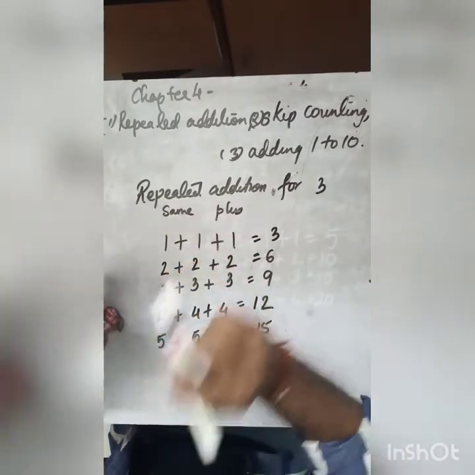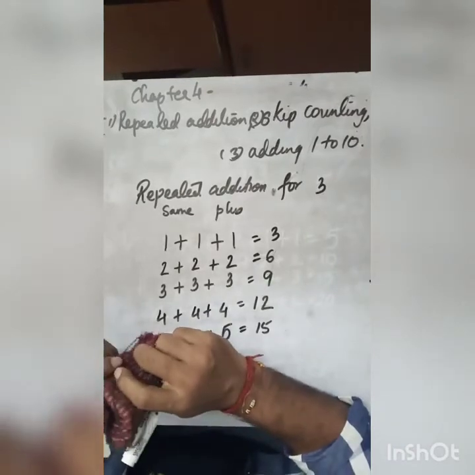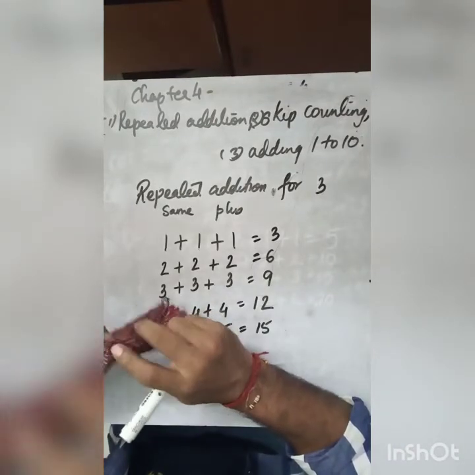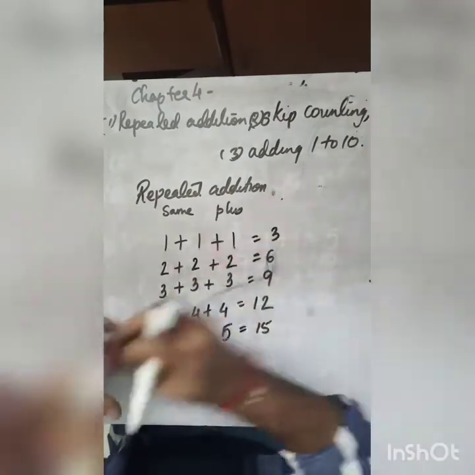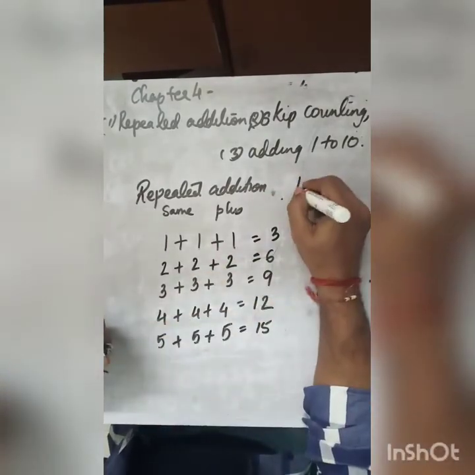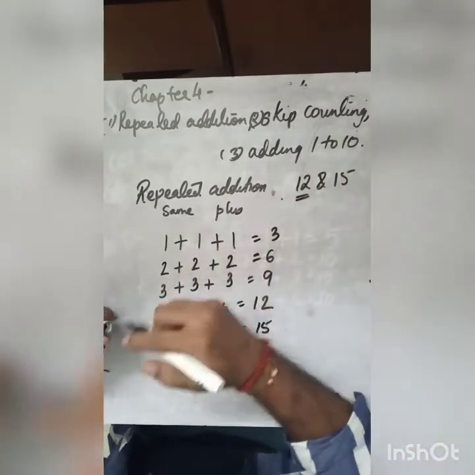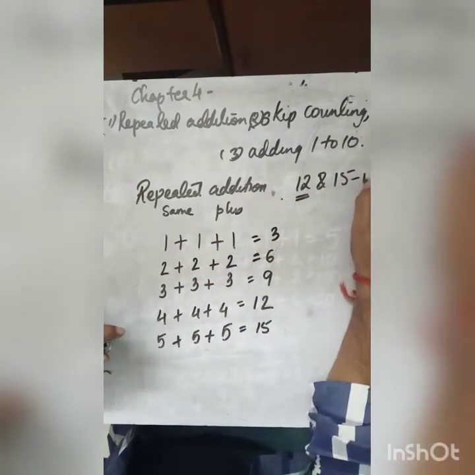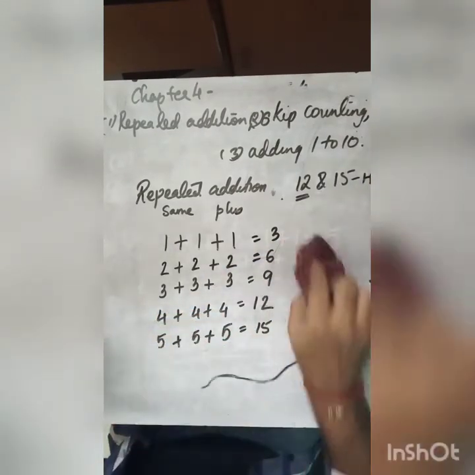Or if you go for the exercise 4.1, question number 1 mein kya bola hai? Multiplication table of 12 and 15. Repetitive addition mein mujhe kaun sa karna hai? 12 and 15. So what I'll do is I'll be doing 12 now. 15 would be homework for you people. Okay? So this method is called repetitive addition.